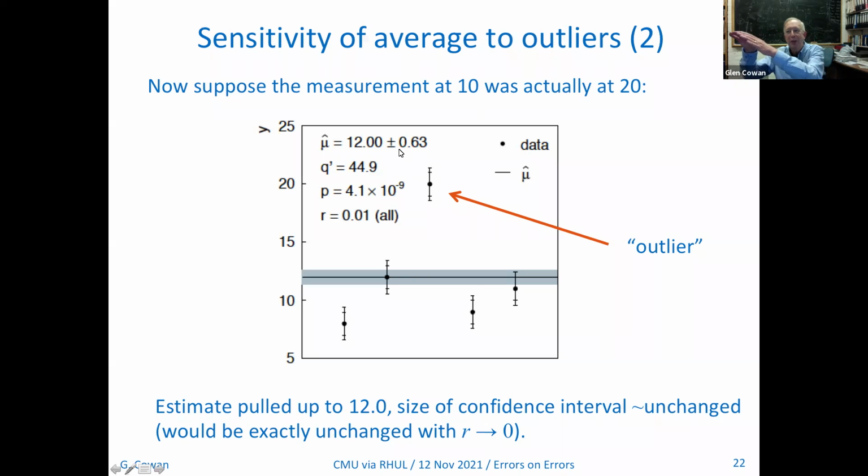All right, so this outlier is pulling up on the average, because of course I'm describing it as Gaussian distributed, and the tails of the Gaussian are falling off very quickly. So it's pulling up on the average very hard. And that's what we would be doing prior to this error on error technology.